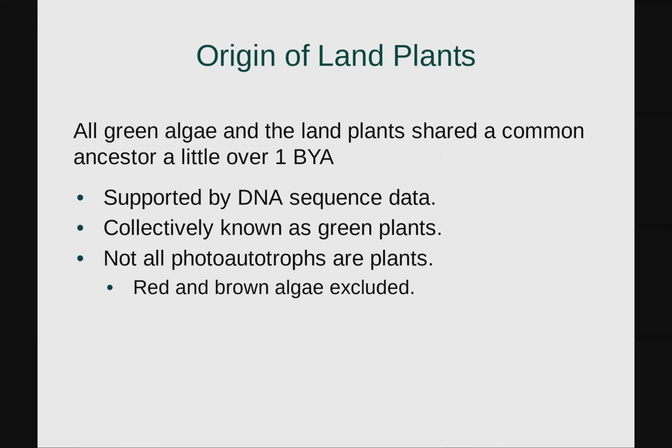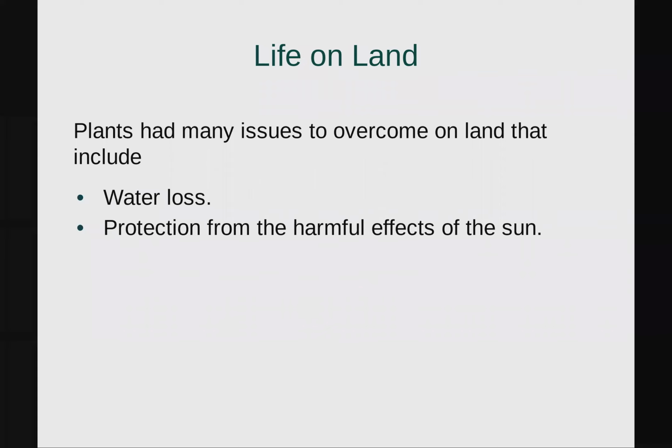Now, how did land plants come to be? Well, all green algae and the land plants actually share a common ancestor that's about 1 billion years old. Now, for a plant to move from the ocean or from a lake onto land requires some really interesting evolutionary inventions. Now, the first is water loss. You can imagine if you're living in water, well, you don't have to worry about water loss. But if you're on land, you have to worry about water loss.